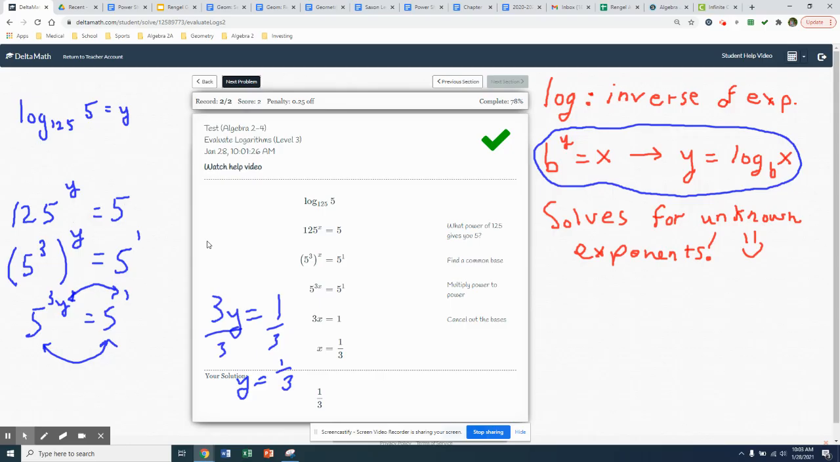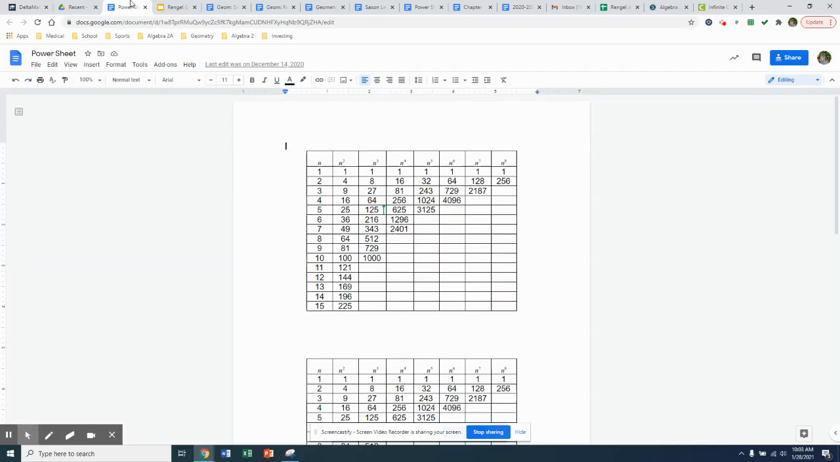So you're going to be practicing with logs. I encourage you to solve these without a calculator. So your power sheet will have everything that you need to solve these logs, especially those level 1 logs. You'll be able to find those pretty easily. But I encourage you to use those without a calculator.